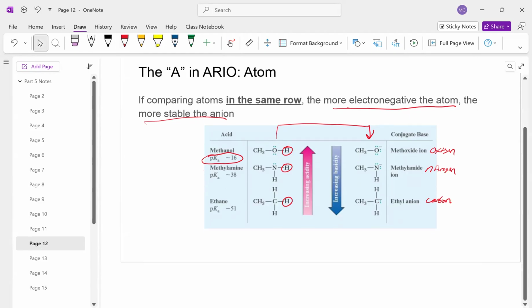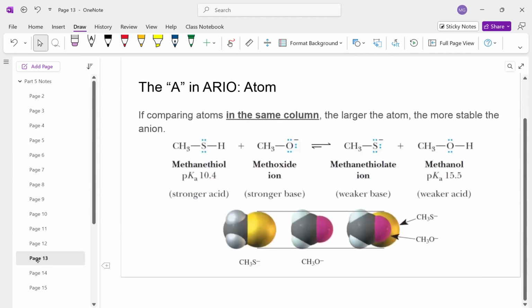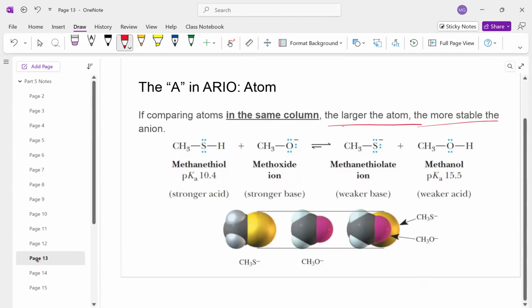Now, what if we're going to compare in the same column? In the same column, the larger the atom, the more stable the anion. So this kind of goes back to the example I showed a couple pages ago. And I'm going to just delete these here, pretend those aren't there. And I'm going to ask you, what direction does the equilibrium lie?